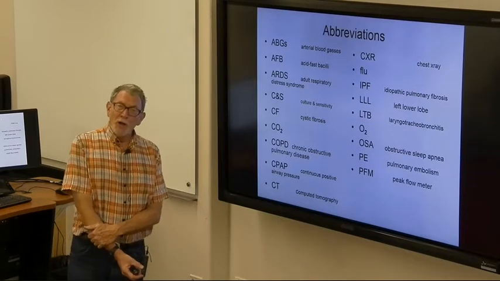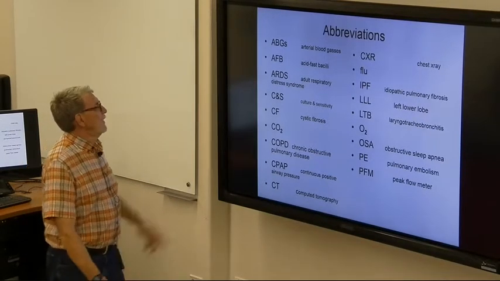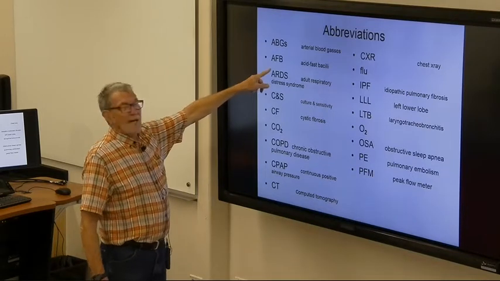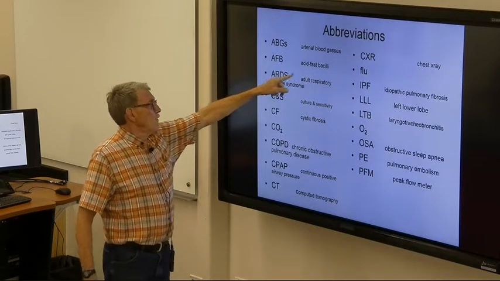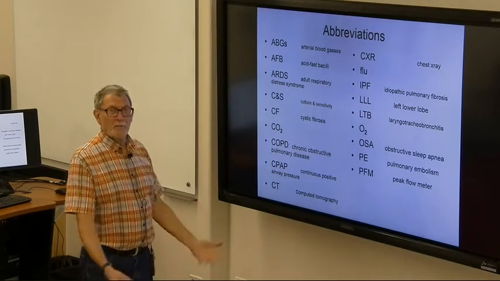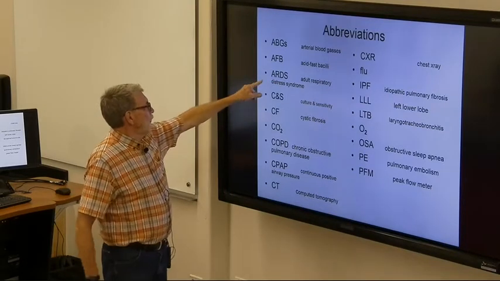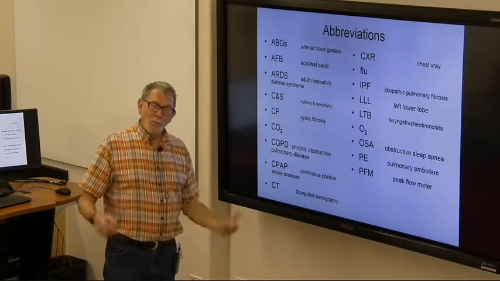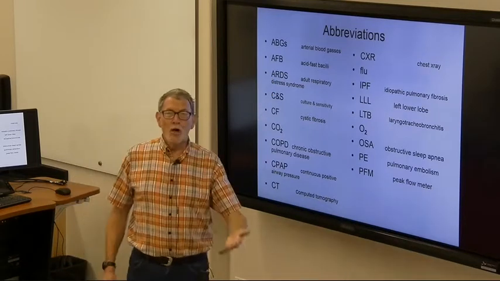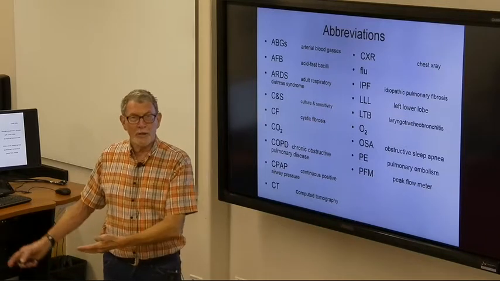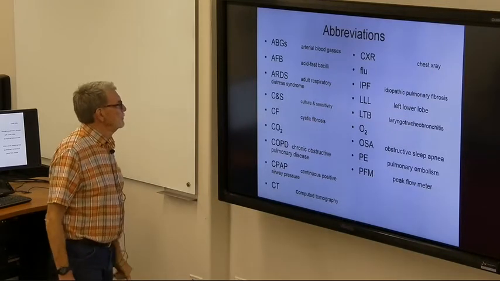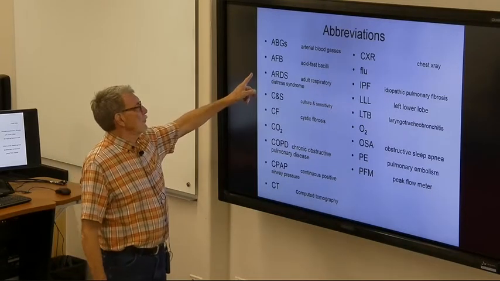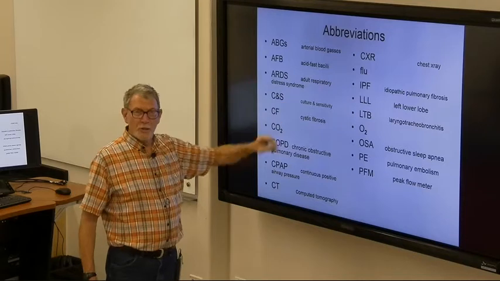Abbreviations, a million of them for respiratory stuff. Arterial blood gases. Acid-fast bacilli. These are the bacteria that are likely to be pneumonia causing. Adult respiratory distress syndrome. A couple of things can cause adults to go into respiratory distress. It also can refer to acute respiratory distress syndrome.